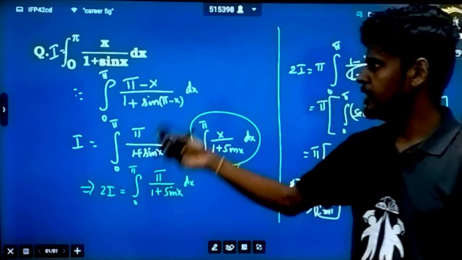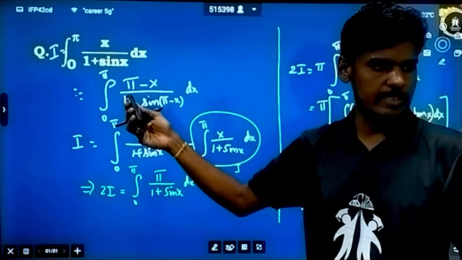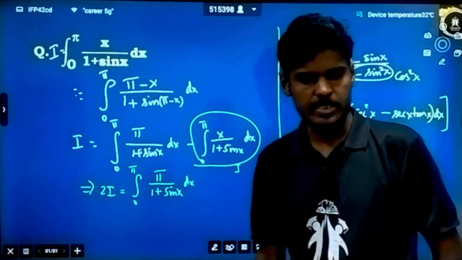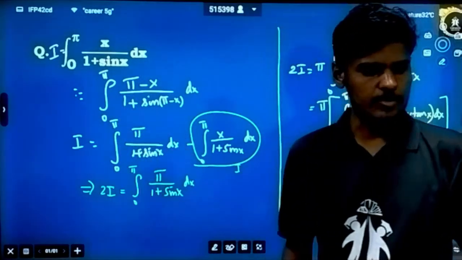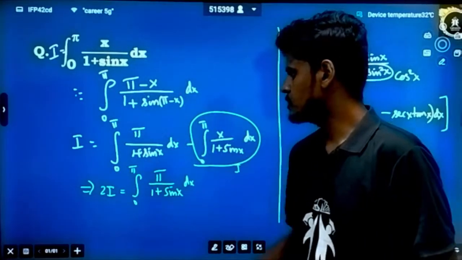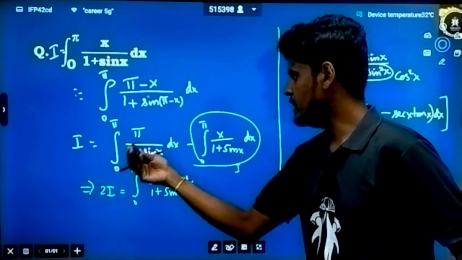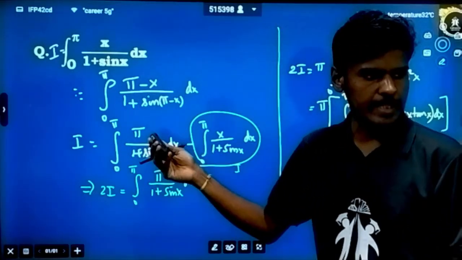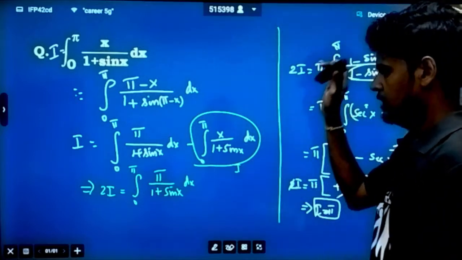By using this property, integral 0 to a of f of x dx equal to integral 0 to a of f of a minus x dx, we simplify this question first. And then we choose to apply the property, and then this becomes a standard integral which we can easily manipulate to find the answer. Okay.